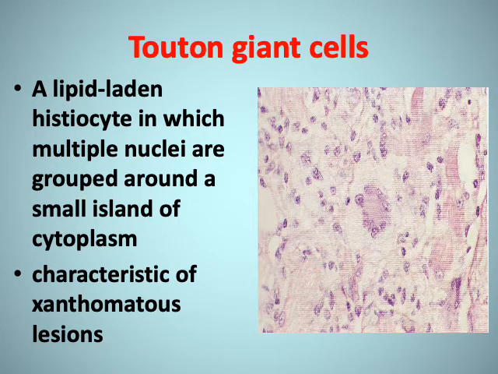This is the Touton giant cell. The Touton giant cell is a lipid-laden histiocyte in which multiple nuclei are grouped around a small island of cytoplasm, characterized by xanthomatous reaction.